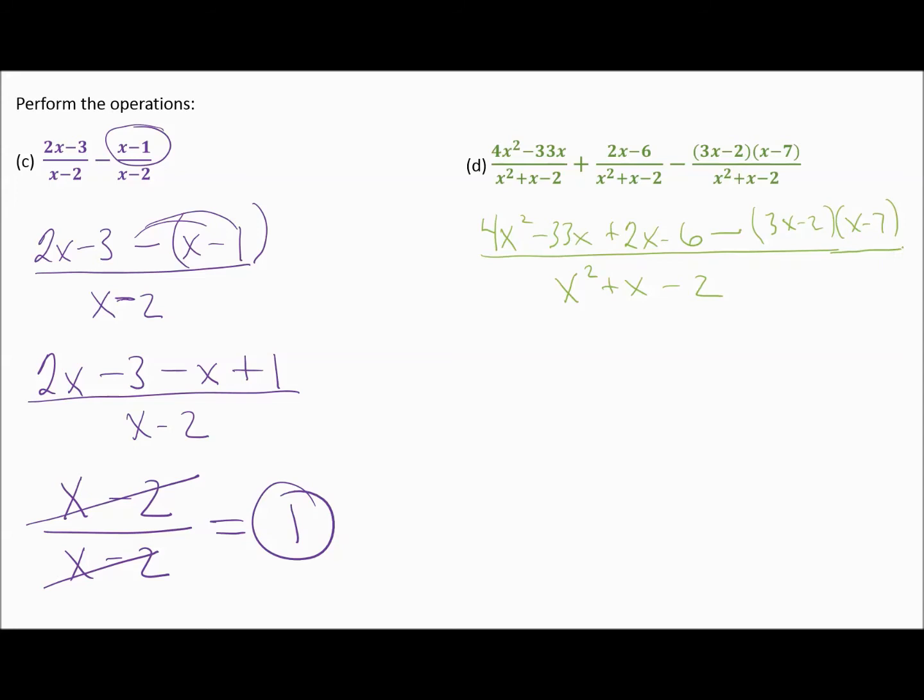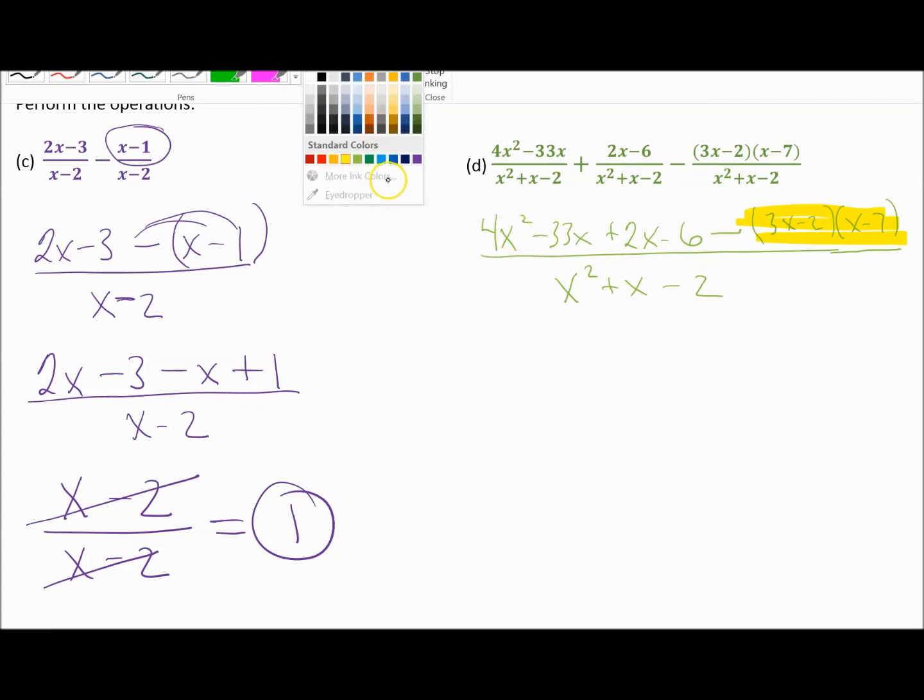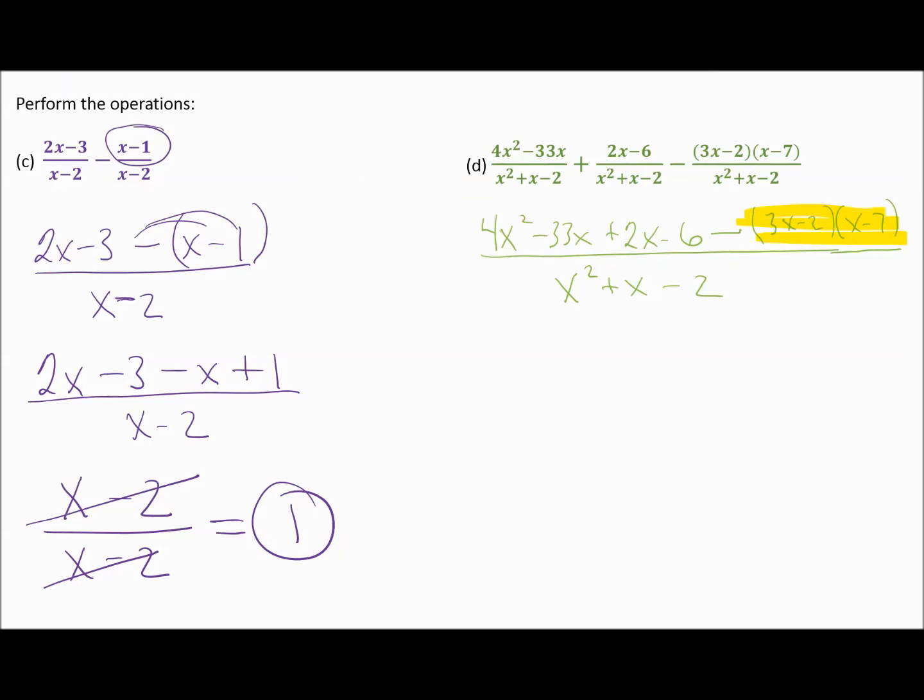So now we're left with how in the world are we going to simplify this? Well, here's what we've got to do, folks. This 3x minus 2 times x minus 7, I have to FOIL that out and then distribute that minus sign inside. Over here, I have some like terms I could go ahead and combine together just to make it look a little bit better, but I still have a lot of work to do to get this problem finished. So I've got 4x squared.